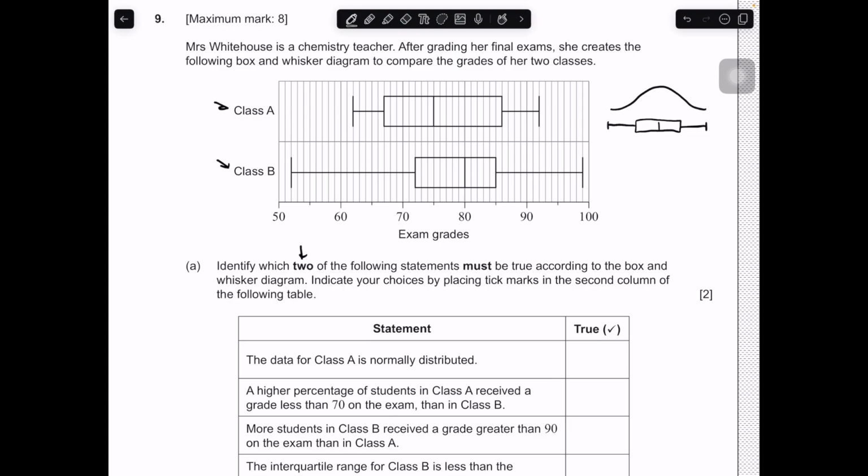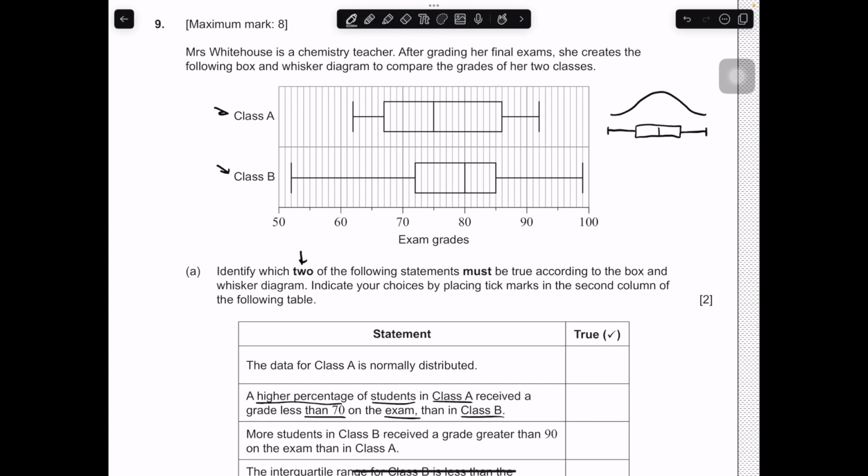A higher percentage of students in class A received a grade less than 30. Higher percentage of students in class A received a grade less than 70 on the exam. So here's our 70 right here. So what do we know? We know that a box and whisker diagram divides things up into quartiles, where each of these sections is 25%. And what do we have here? Less than 70. It's possible that all of these students are right here, right?